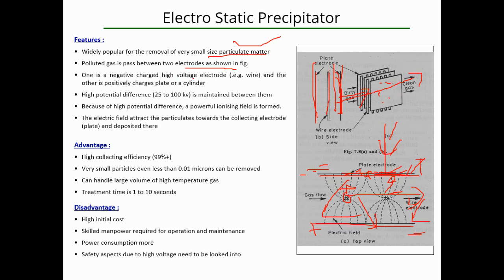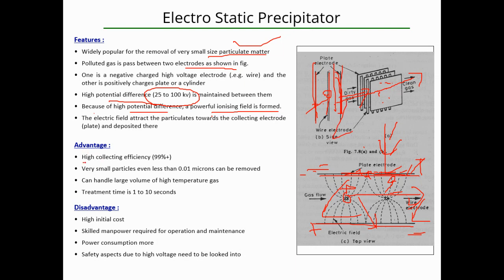The potential difference between the negatively charged and positively charged plates is important, as I have said already. What is the potential difference of the two plates? 25 to 100 kilovolt, depending on the size of the plate, the size of the electrical distributor, and the volume of the gas we have to treat. These are the main factors. And because of the high potential difference, a powerful ionizing field is formed between the plates, and the particles are attracted toward the different electrodes.